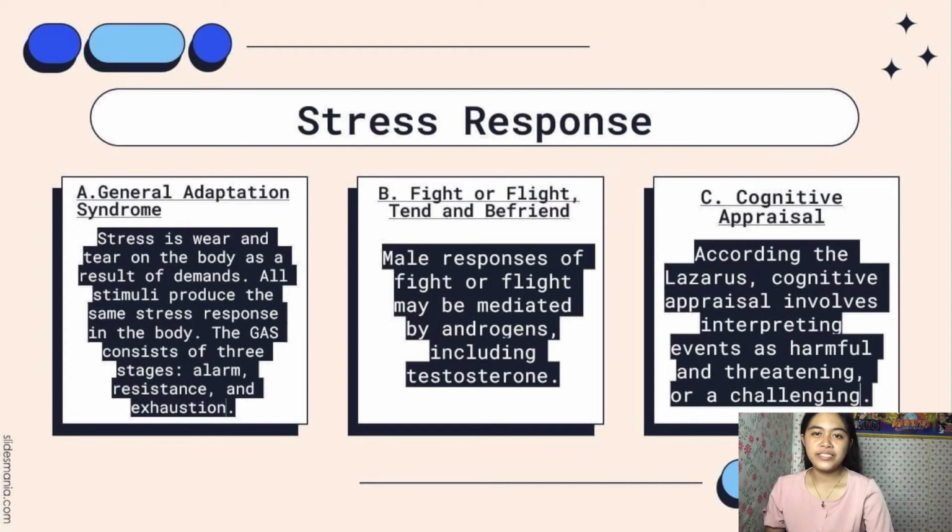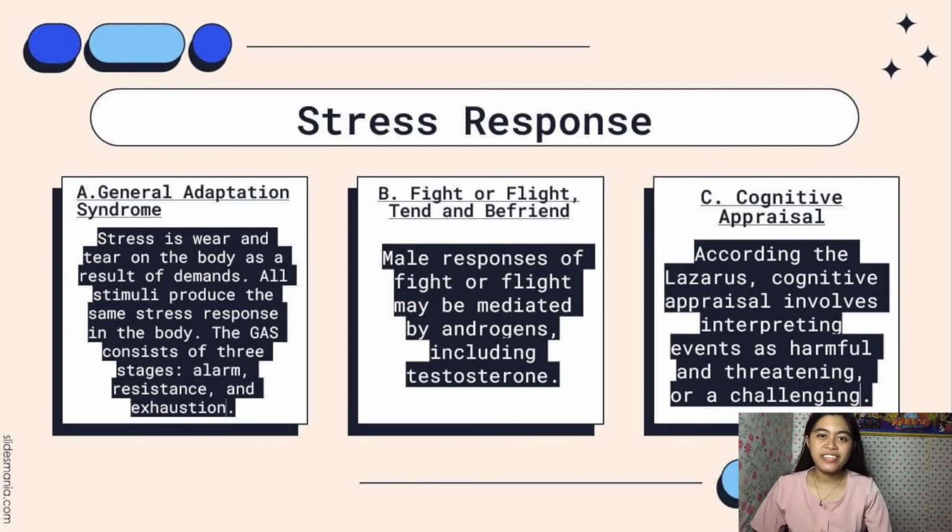The second one is fight or flight, tend and befriend. Stress can trigger the body's response to a perceived threat or danger, known as the fight or flight response. During this reaction, certain hormones like adrenaline and cortisol are released. This speeds the heart rate, slows digestion, shunts blood flow to major muscle groups, and changes various other autonomic nervous functions, giving the body a burst of energy and strength.